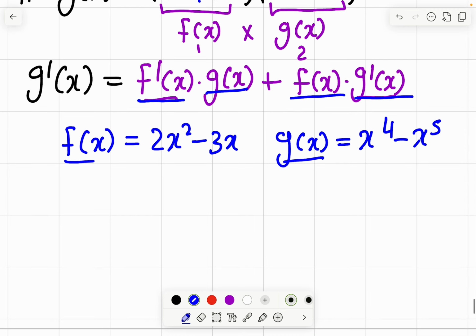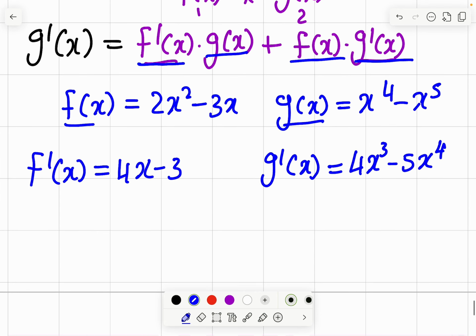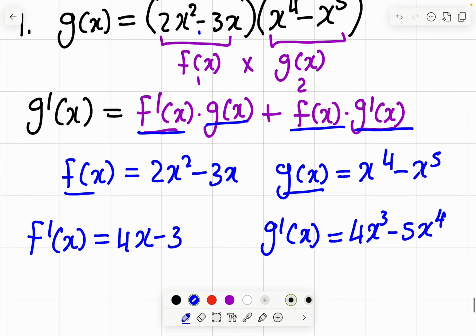So let's find f prime of x. When we derive that function, you are going to have 4x. Then you subtract 1 there, you remain with negative 3. Then g prime of x, you are going to remain with 4x to the 3 minus 5x to the 4. Therefore, you take those things, you substitute them.